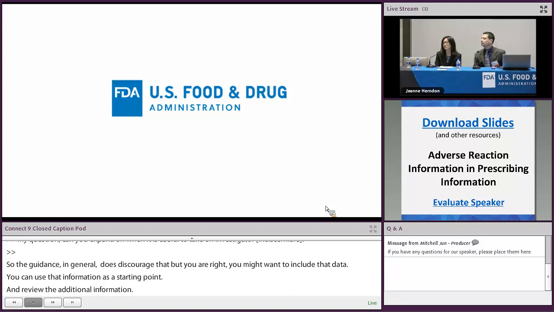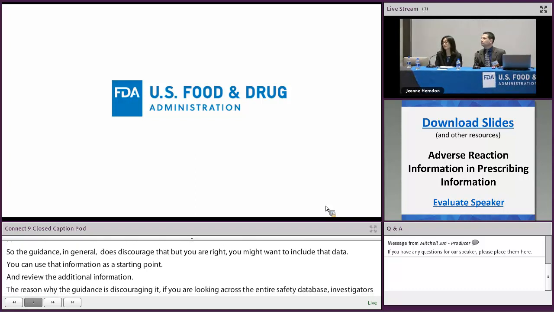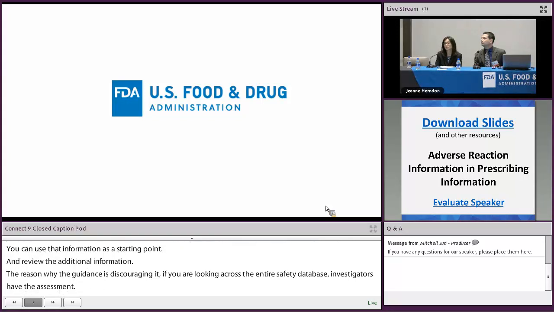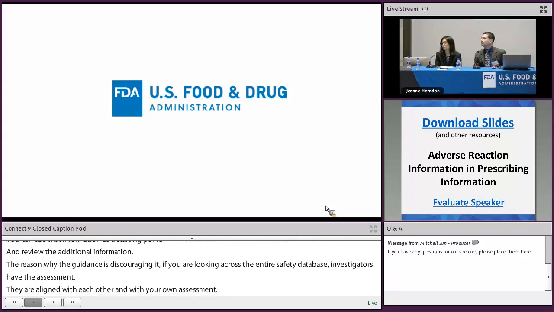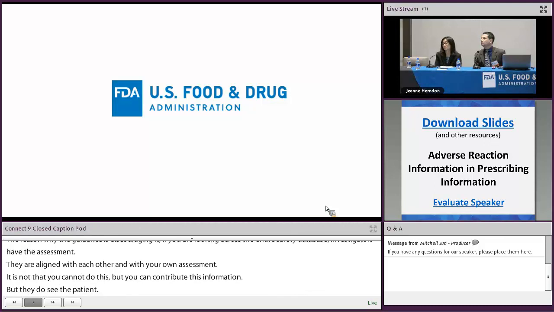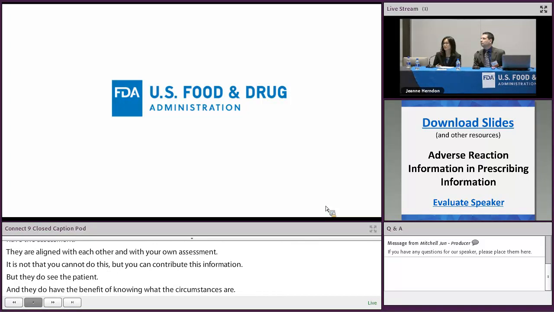It's not that you can't use any investigator attributed information or opinion. That is of value, of course, because they do see the patients and they have the benefit of knowing what the circumstances are. That's a good point. It's not to summarily say that you should ignore it, or why would we collect that data? So I agree with you, but it's not the automatic thing that you present without further processing.